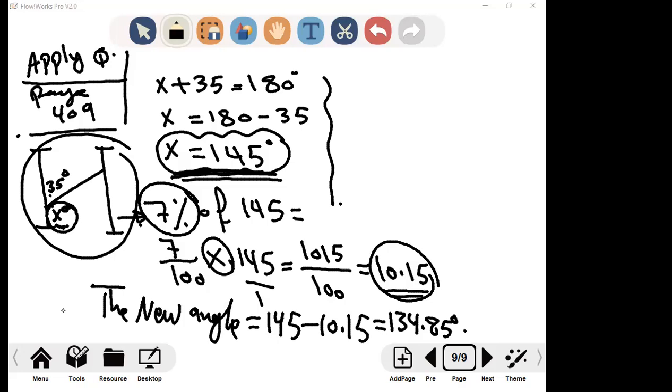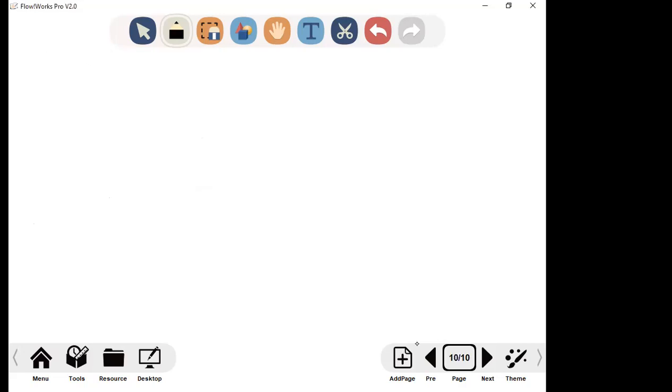Now, I will do the check of this example quickly, please. The check, page 410, quickly, because the online is about to finish. So here we are in the check, page 410.